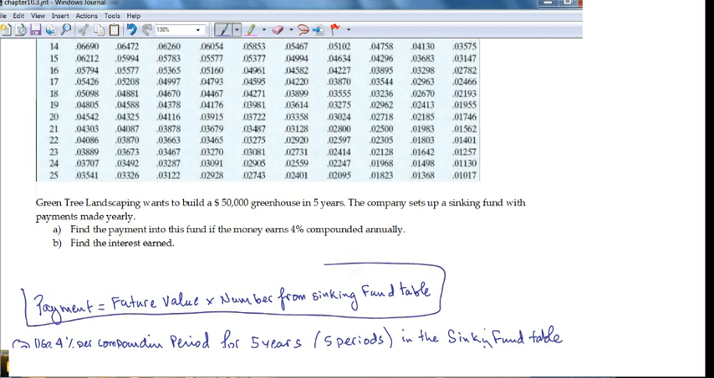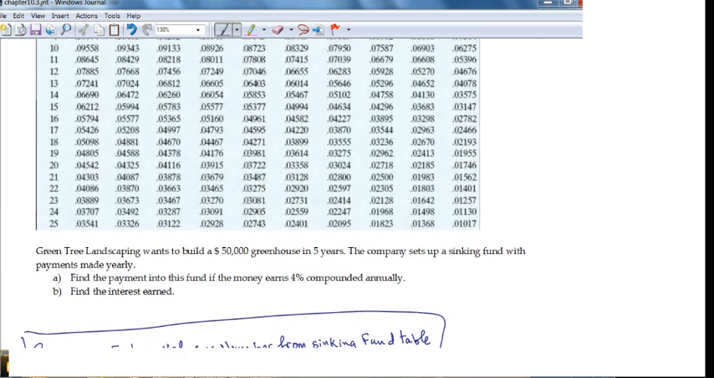is equal to the future value, whatever amount you need, for example, for college tuition for your kids in 12 years from now. So you need, for example, 30,000 for the college tuition. So that 30,000 you multiply by the number from the sinking funds table. Let's see an example and we'll talk more about it.